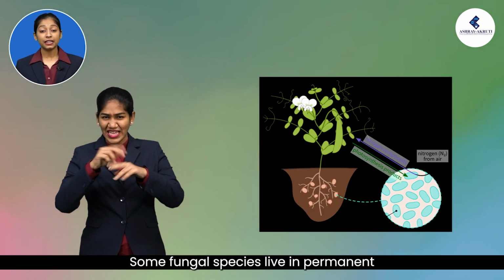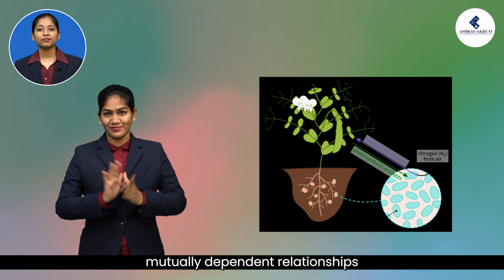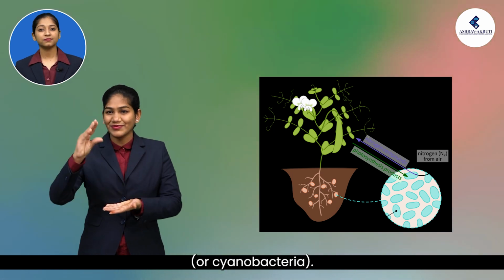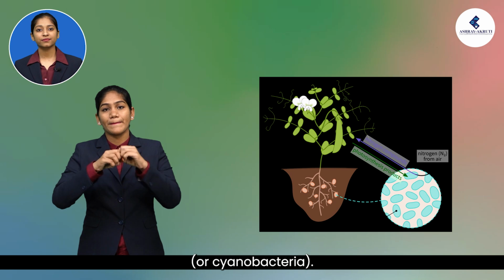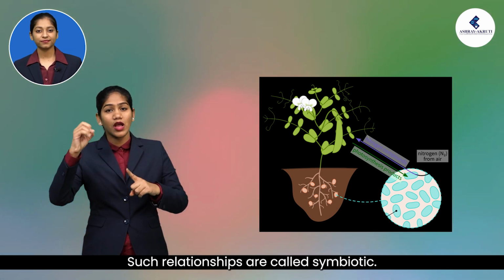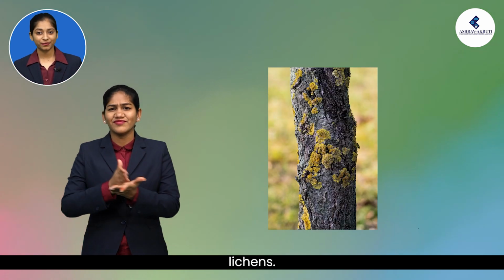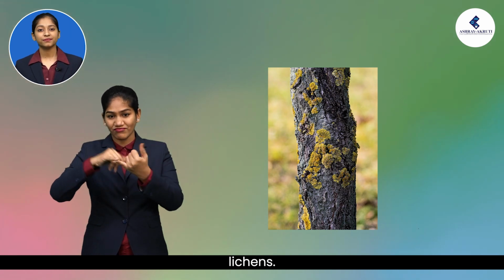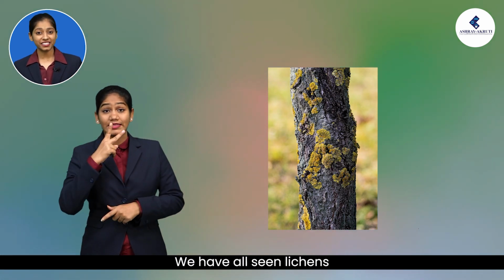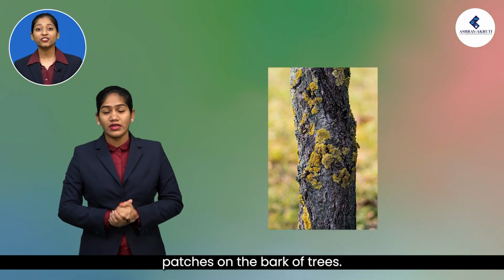Some fungal species live in permanent mutually dependent relationships with blue-green algae or cyanobacteria. Such relationships are called symbiotic. These symbiotic life forms are called lichens. Example, we have all seen lichens as the slow growing large colored patches on the bark of the trees.